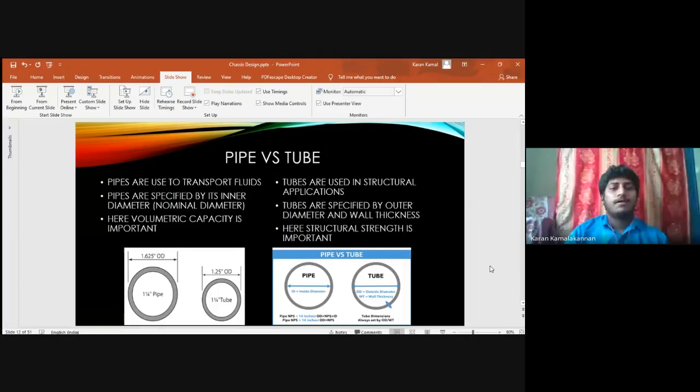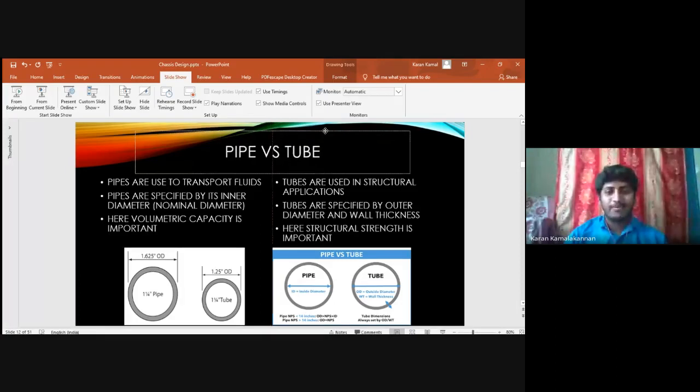Another more important difference, like most of you mislead the words pipe versus tube. So a pipe, we mostly used to call a pipe as a tube, but there is a major difference between the pipe and a tube.